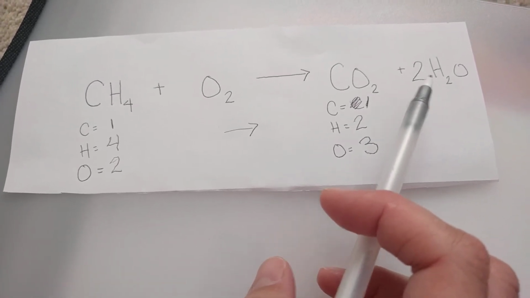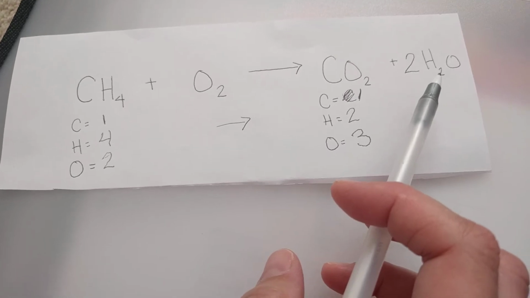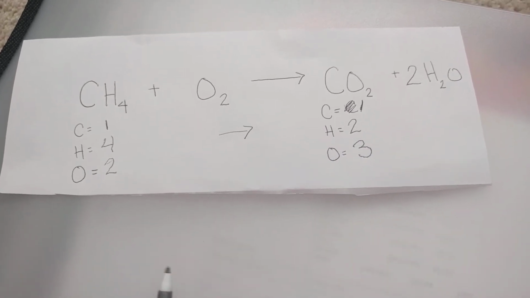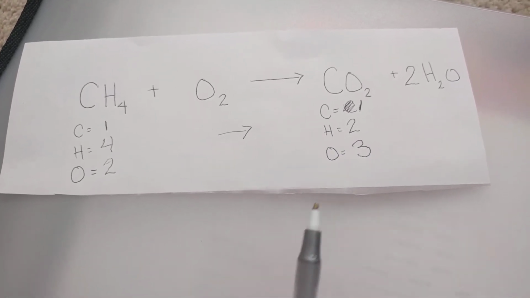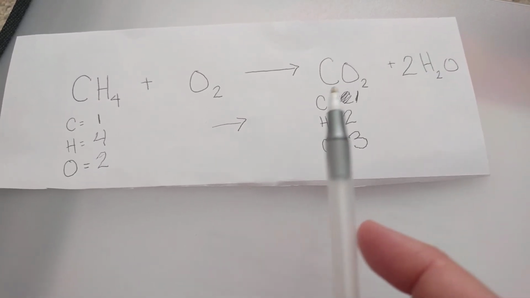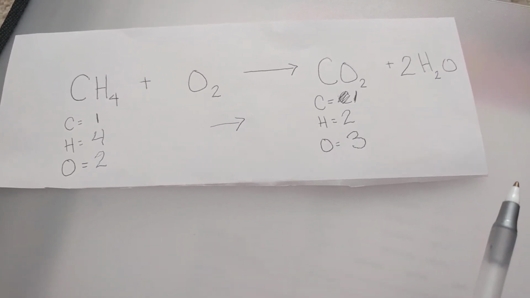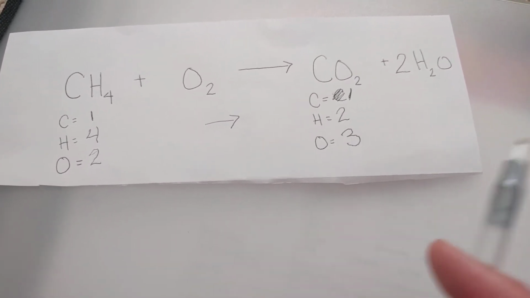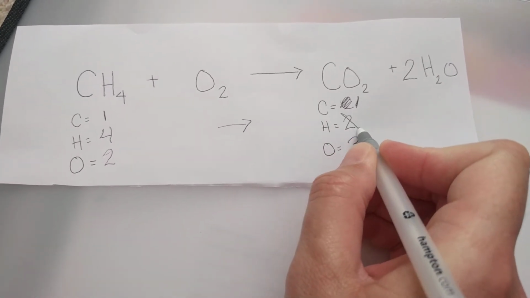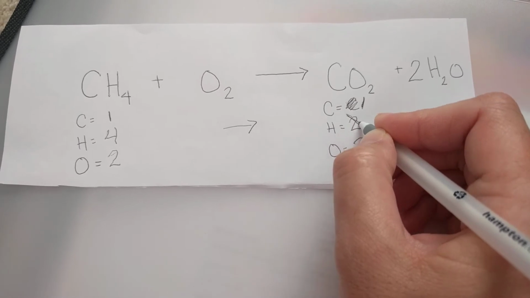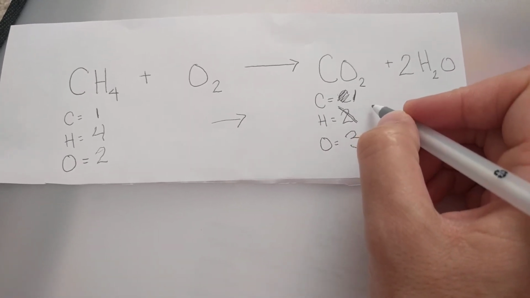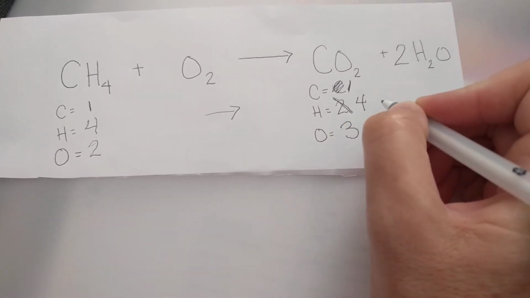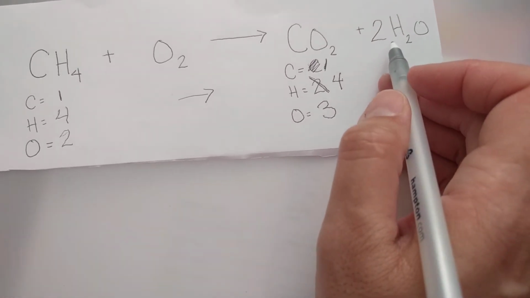But there are now 2 molecules of 2 hydrogens. So if we have 2 molecules of 2, we have 1, 2, and 1 molecule, and 1, 2, and another molecule. So we have 2 and 2 is 4. So we have 4 hydrogens. We're going to make an X or a line through that saying, nope, it's not 2 anymore. Now it is 4. Whew, okay.